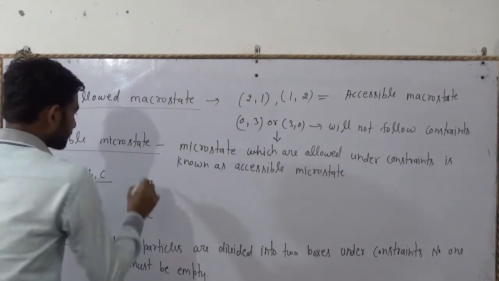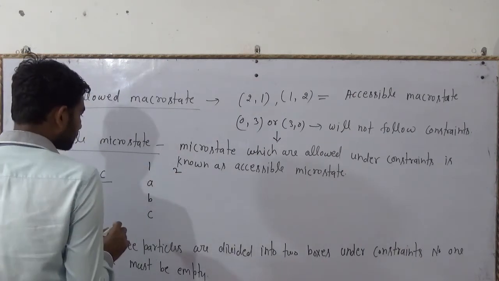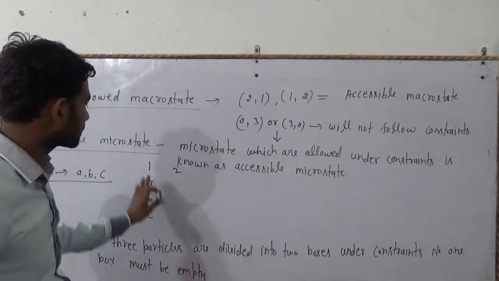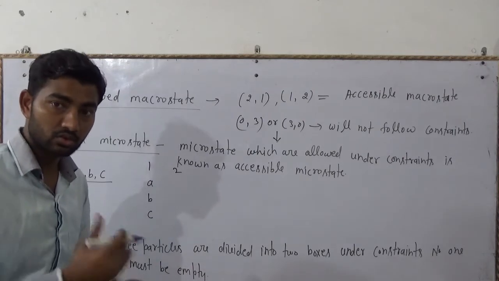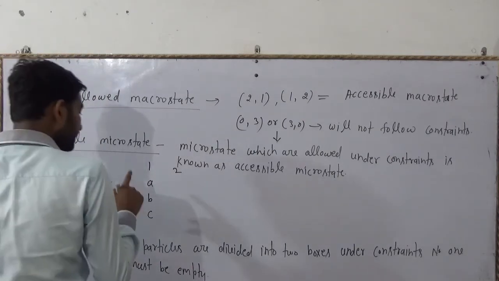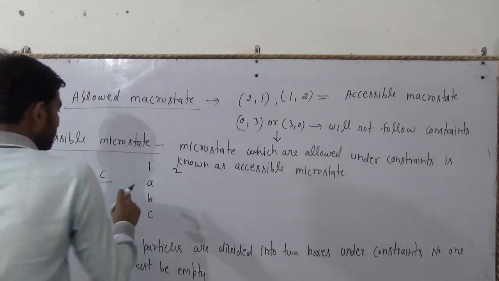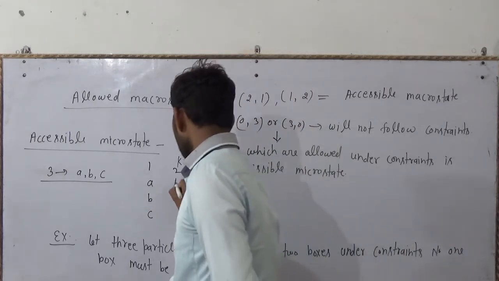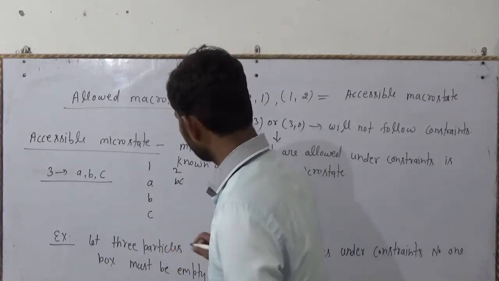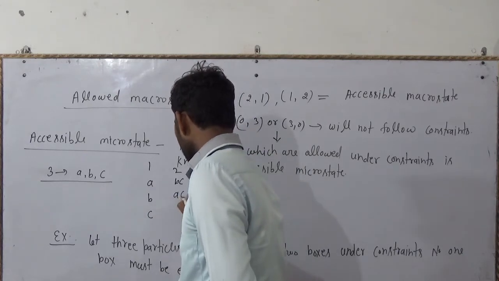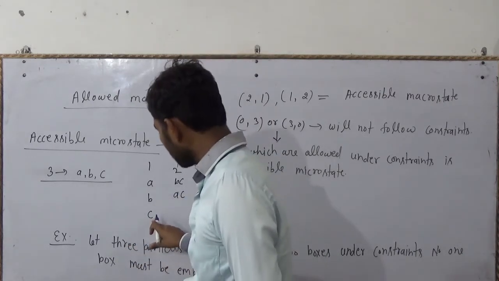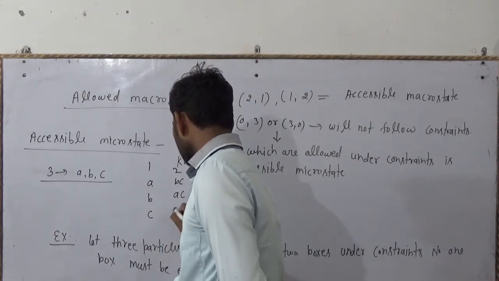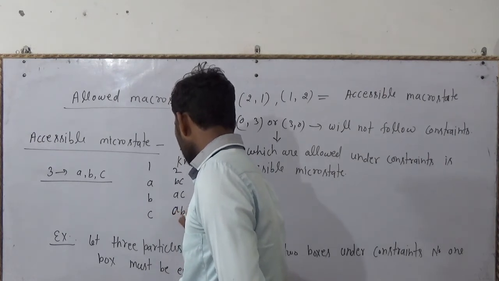In compartment first and compartment second, we are distributing three particles into these two boxes. If we choose particle A to be present in compartment 1, or box 1, then box 2 will have BC. If we choose B here, then it will be AC, and if we choose C here, then it will be AB.